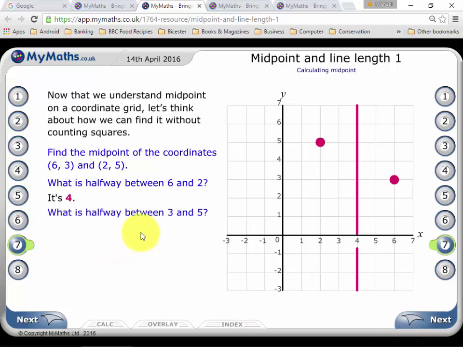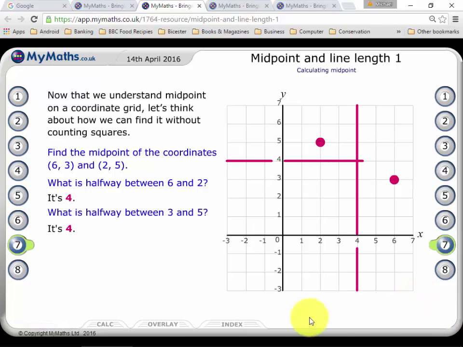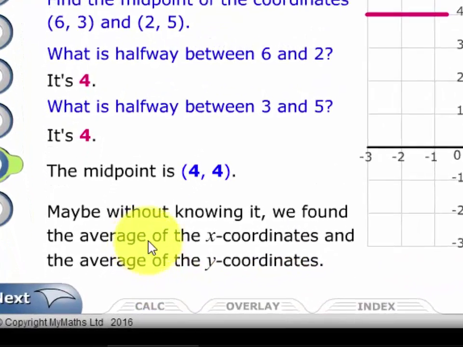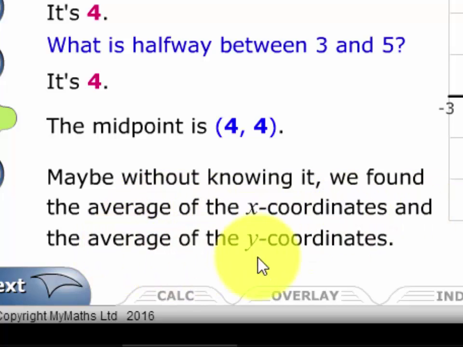What's halfway between 3 and 5? This is the 3 and this is the 5 we're talking about. Well, let's add 3 and 5 together. What do you get? And then divide that by 2. Got your answer? Let's see if you're right. Yep, it's 4 again. See these two lines cross over. Guess what that point is where they cross over. Let's click on Next again. It's the midpoint. Let's click Next one more. So maybe without knowing it, we found the average of the x coordinates and the average of the y coordinates. Essentially, that's what we've been doing.